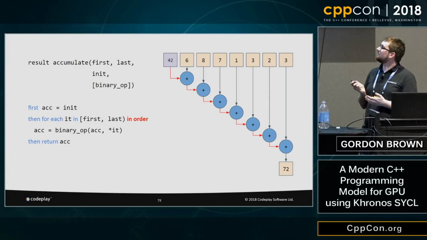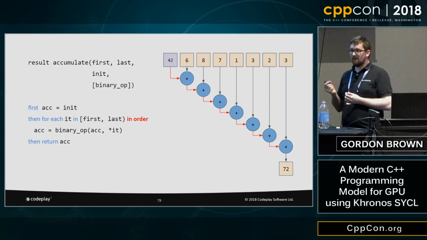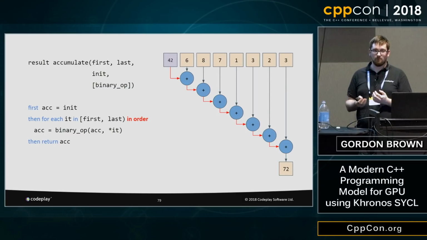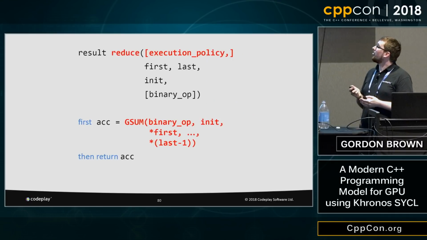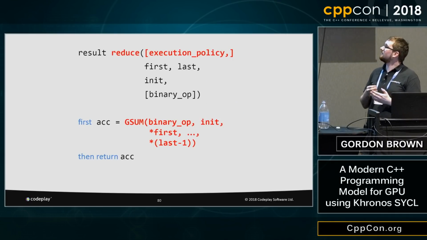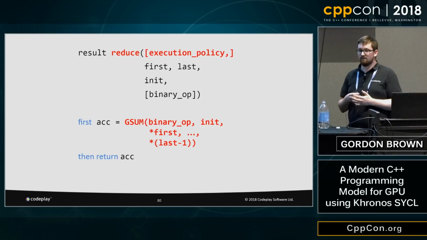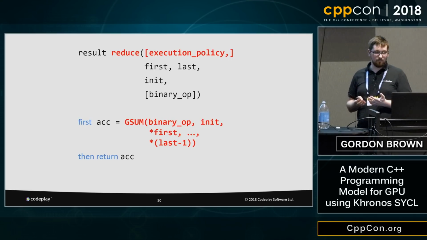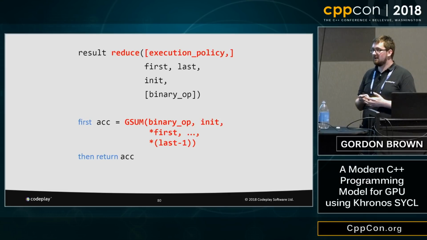The problem is with the in order part. Because it's in order, every single one of these operations is dependent on the previous one, so there's no option for parallelism. There's no way to parallelize it because you can't run anything until the previous one has been run. So this is where reduce comes in. Reduce is effectively the equivalent of accumulate in the parallel algorithms, but with the option for being unordered.